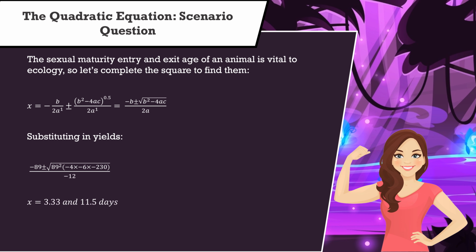Like I already said, the sexual maturity entry and exit age of an animal is vital for ecology. So let's complete the square to find those. We eventually get x is equal to 3.33 and 11.5 days. So I guess we can round them up to 4 days and 12 days.